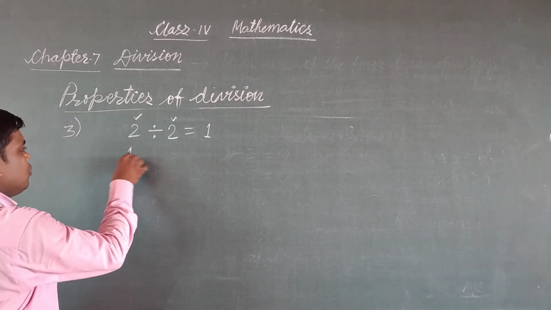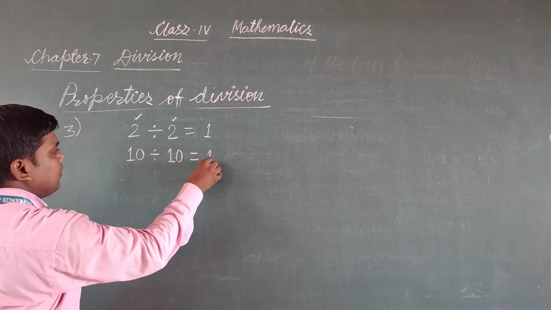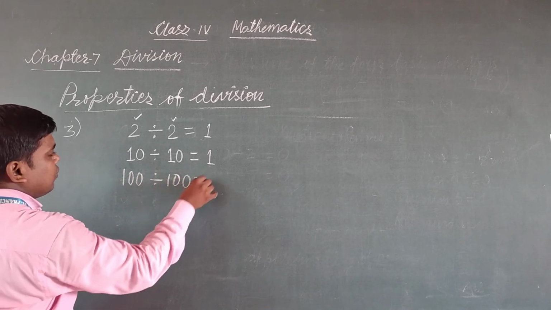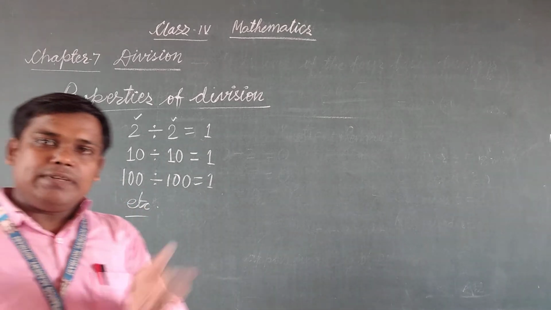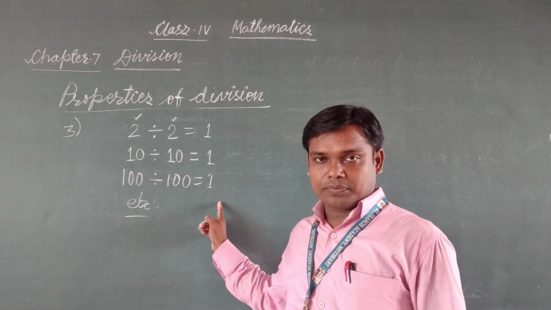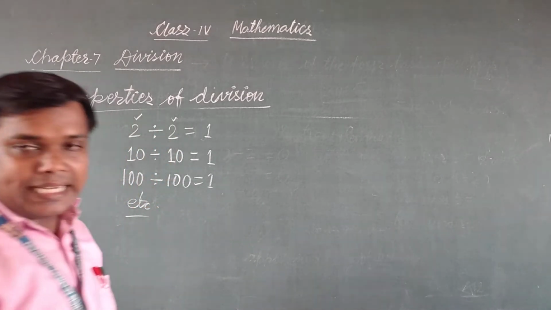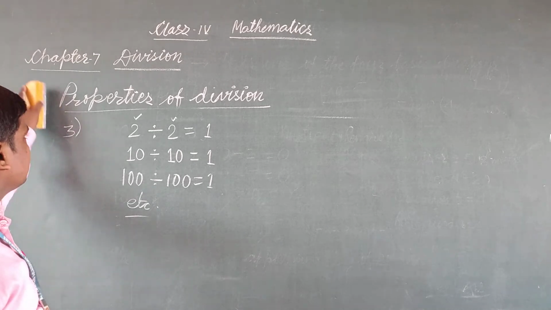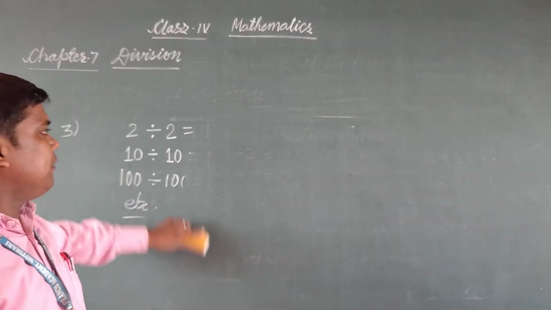You can also write 10 divided by 10, quotient will be 1. 100 divided by 100, quotient will be 1, etc. It means when our dividend and divisor are both the same, the quotient will always be 1. Now we will read division by 10, 100 and 1000. Only three properties are given here.